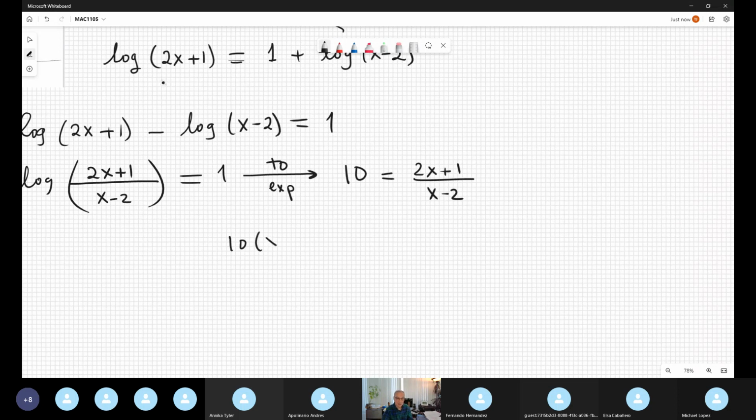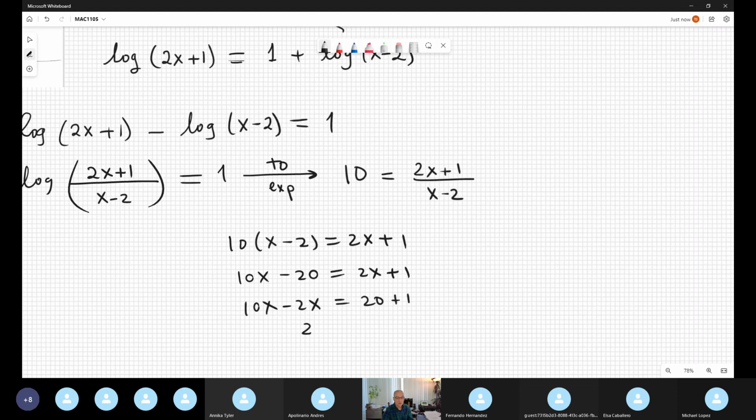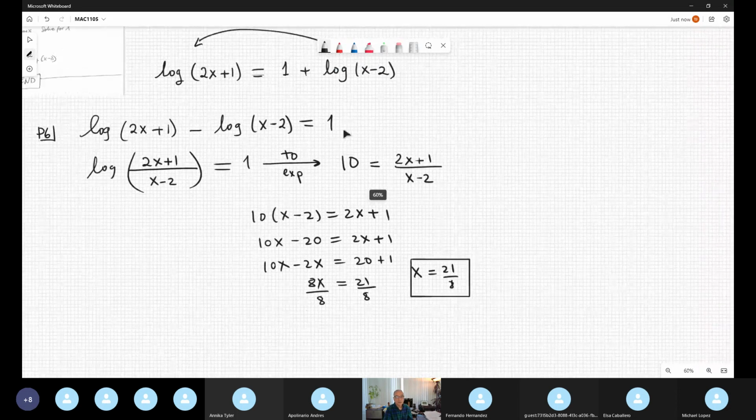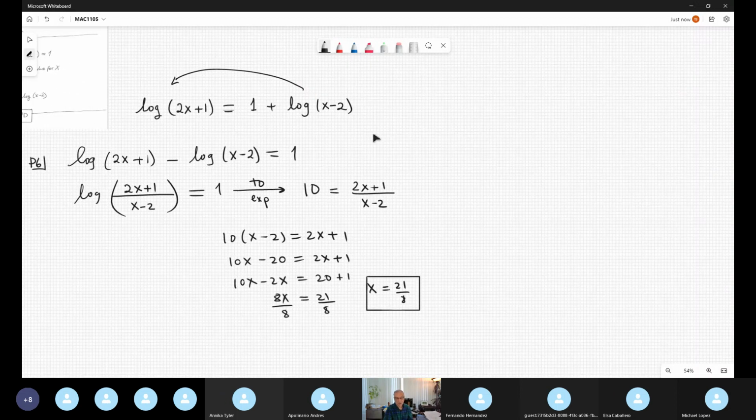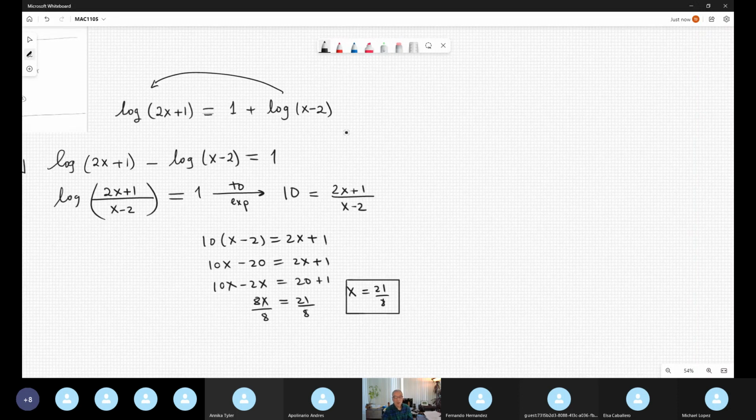You multiply 10 times x minus 2 equal to x plus 1. It's 10x minus 20 equal to x plus 1. 10x minus x equal 20 plus 1, 21. This is 9x equal 21, divided by 9 both sides. x is equal to 21 over 9. Wow, we have an answer, but I need to check it. Maybe it's a good candidate to be solution because it's positive. However, I need to check it. Checking for 21 over 9.